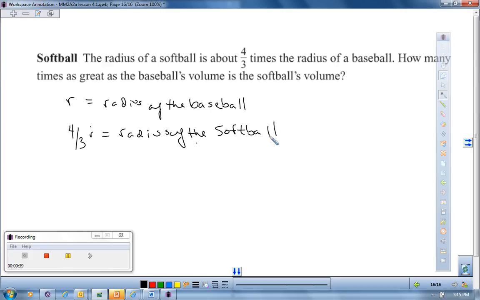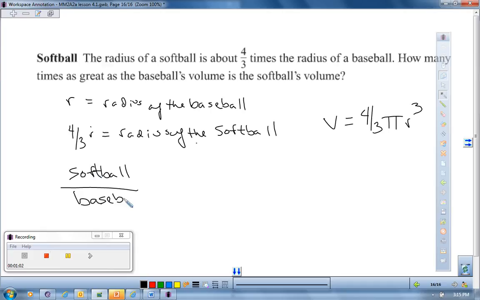Alright, now the only other thing we need is volume. Now remember, volume of a sphere is 4/3 pi r cubed. Okay, and so what we're going to do is compare the softball to the baseball. Alright, so 4/3 pi r cubed.